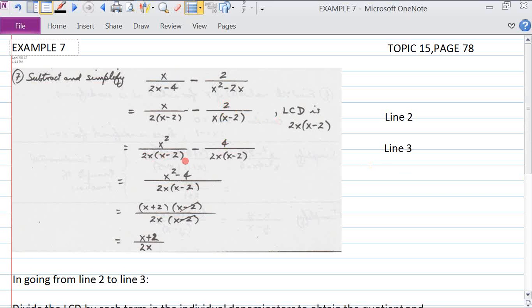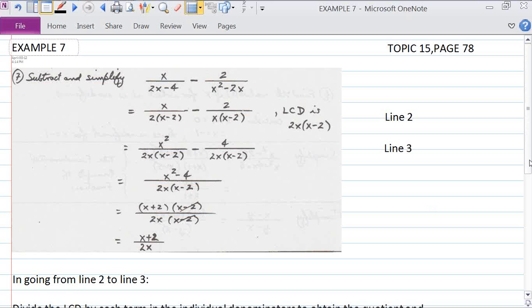Now I have the same common denominator for both. And since the denominators are the same, I only have to take the numerators here and say x squared minus 4. Now x squared minus 4 is the difference of squares. It can be factored as x plus 2 and x minus 2. Now I can cancel this x minus 2, top and bottom, and I'm left with x plus 2 over 2x.